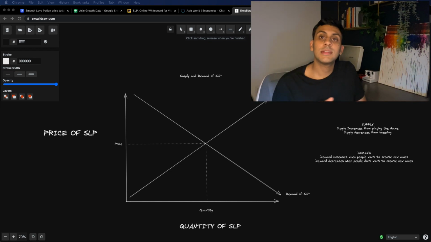But I think the Sky Mavis team is acutely aware of this fact, and once more parts of the game start to be released, such as the land and Battle V2, I fully believe that there'll be more ways within the game to utilize SLP, and this will help make it a more sustainable token.